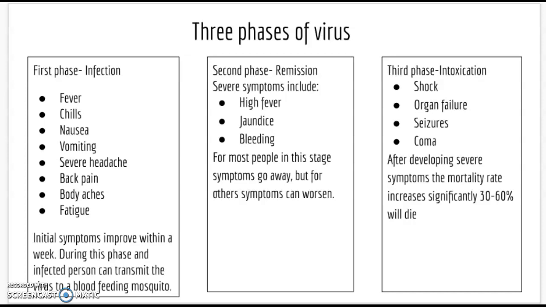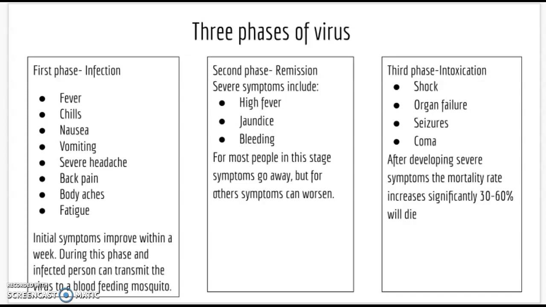A smaller percent of patients will enter into a second and then third phase within 24 hours. High fever returns and several body systems are affected. With yellow fever, 3 phases are the most common. The first phase is infection. This is where you first experience the fever, chills, nausea, and vomiting, and usually they improve within a week.